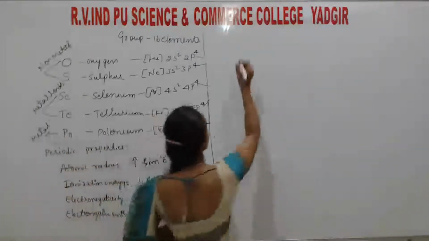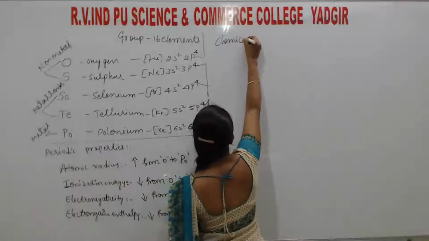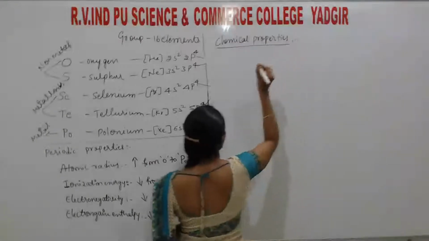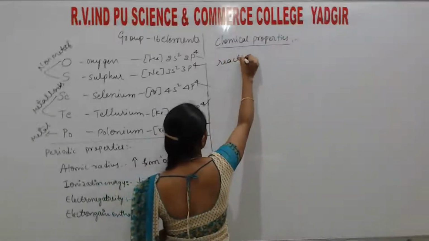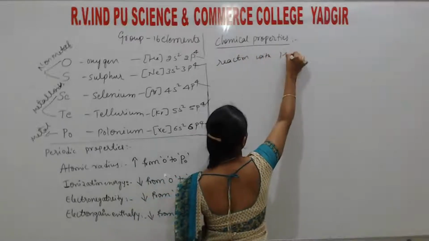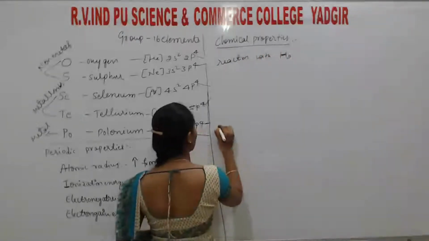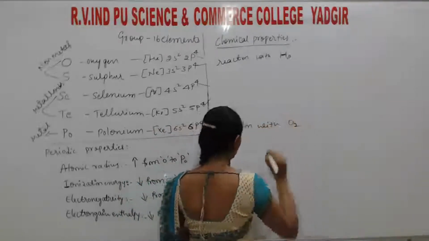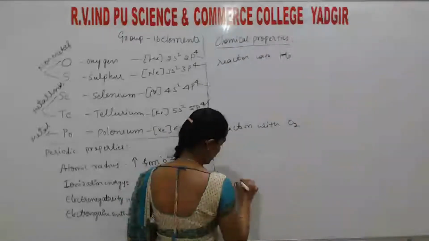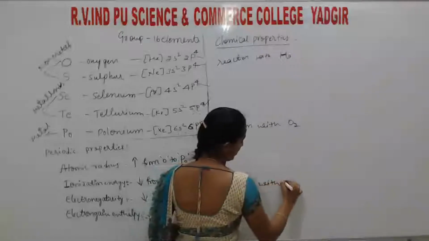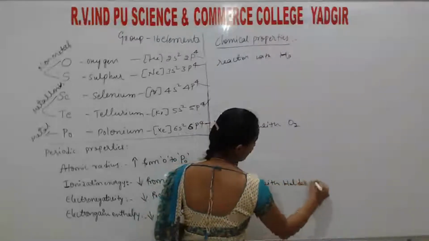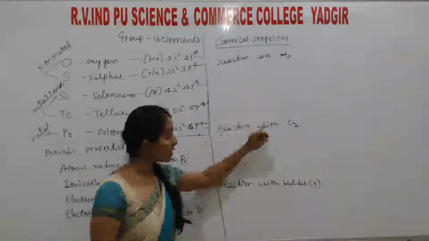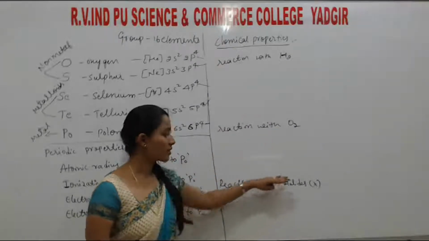Now, students, I take the general chemical properties. Listen, in this, there is reaction with hydrogen, reaction with oxygen, and reaction with halides. Understand?